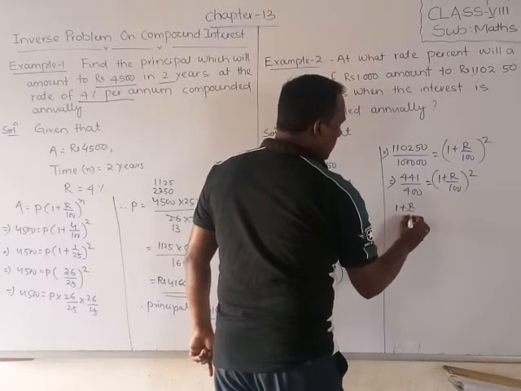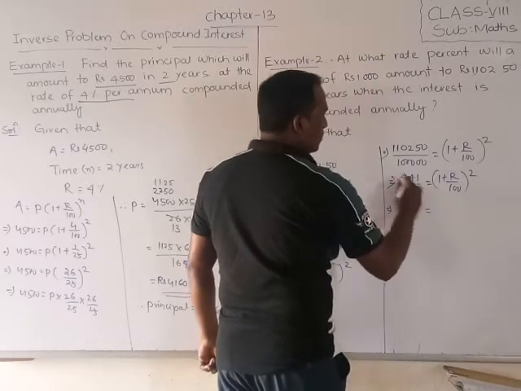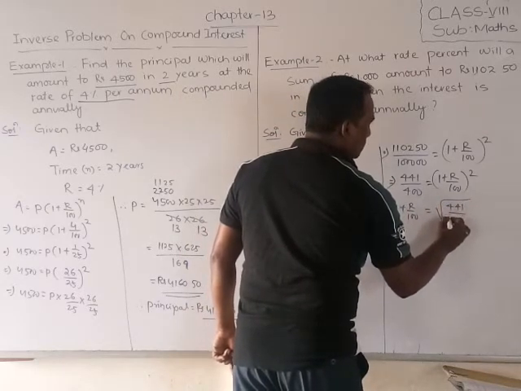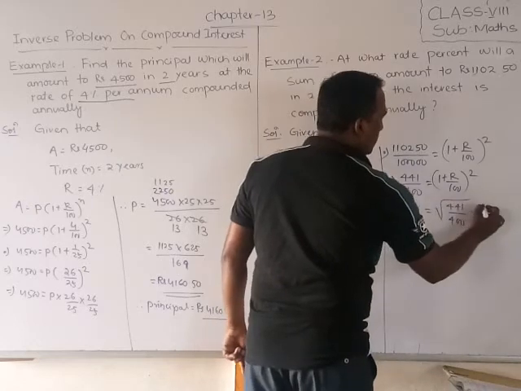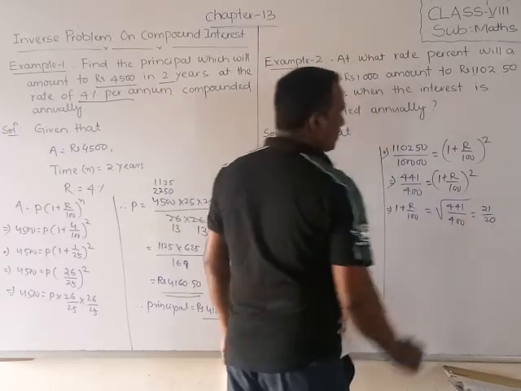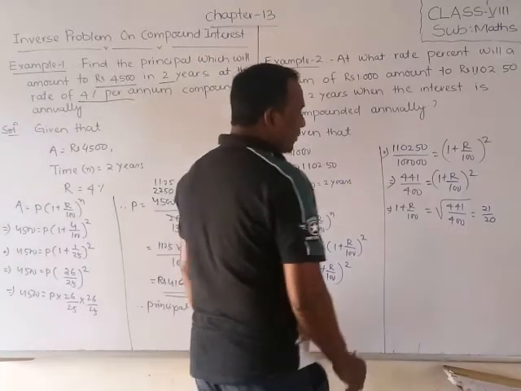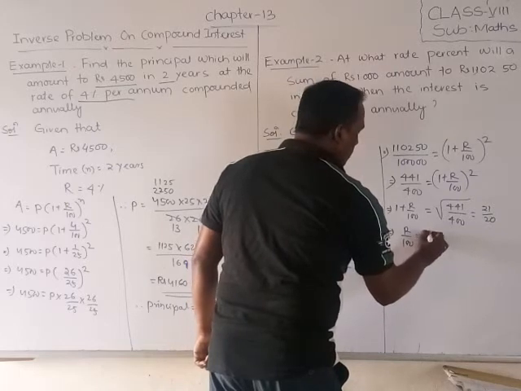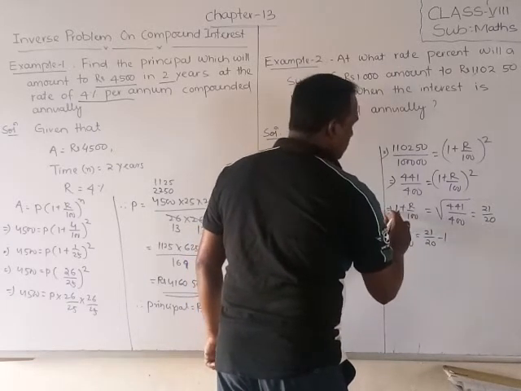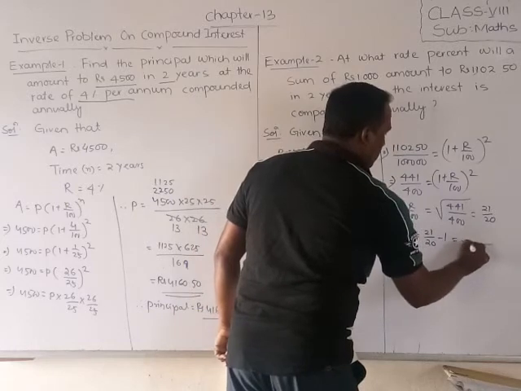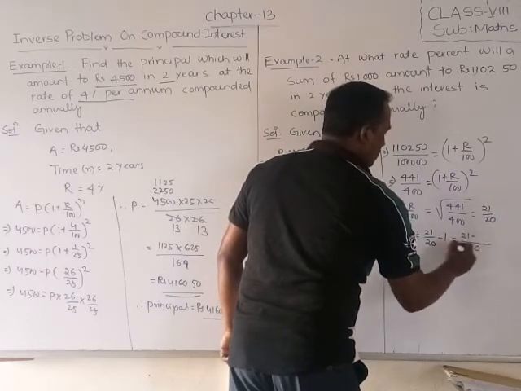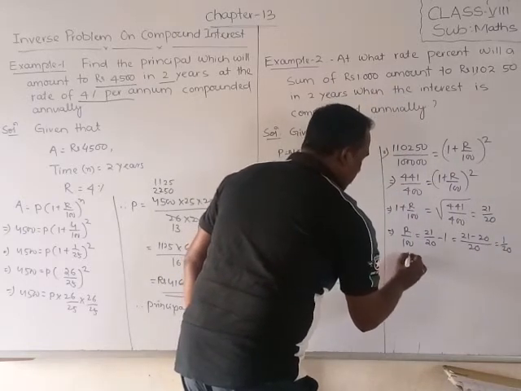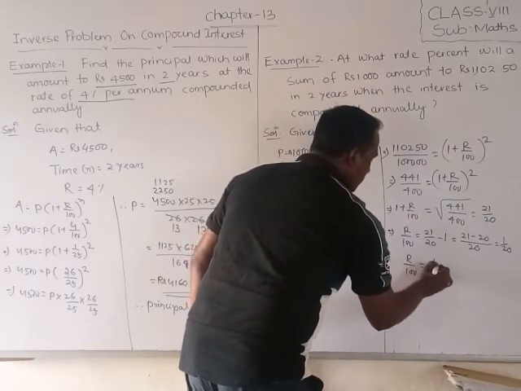So now 1 plus r by 100 is equal to the root of 441 by 400, which is equal to 21 by 20, since 441 is 21 squared and 400 is 20 squared. So now r by 100 is equal to 21 by 20 minus 1. This 1 will go to that side, so taking the LCM 20, 21 minus 20 is equal to 1 by 20. Hence r by 100 is equal to 1 by 20.